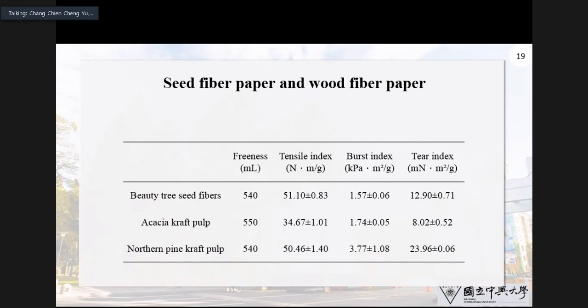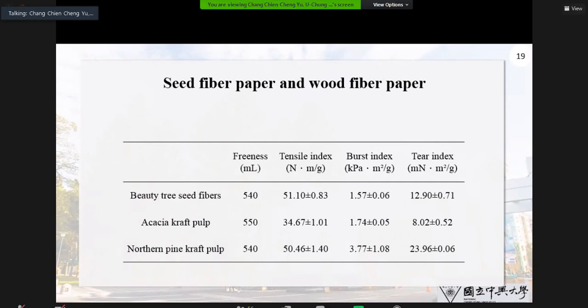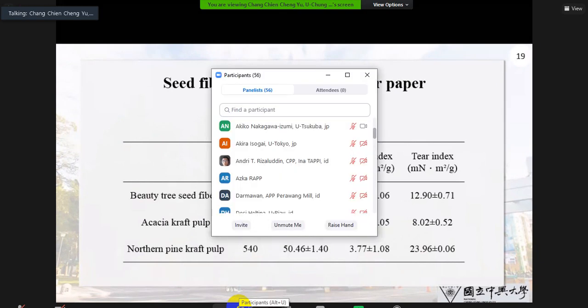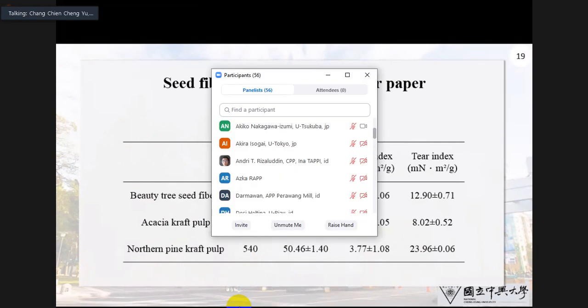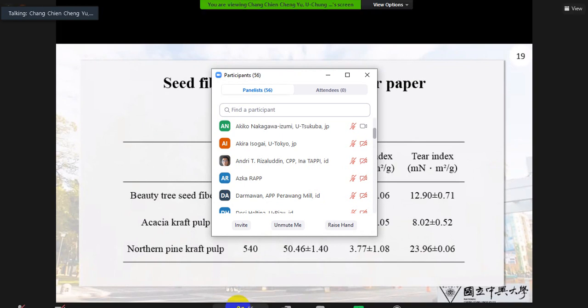The above results show that the beauty tree had excellent tensile strength. If it is applied to paper, it is expected to improve the tensile strength of the paper. The lower burst index may be due to the excessively long fiber length and poor fiber interweaving due to insufficient refining. In future applications, it is necessary to increase the intensity of the refining to fully utilize its fiber characteristics.